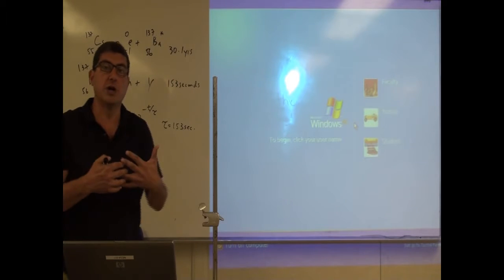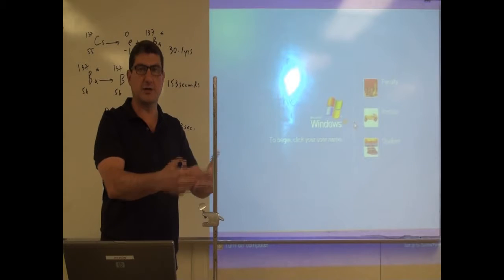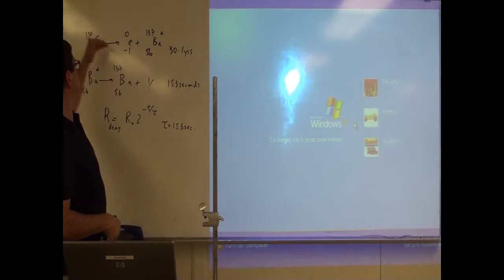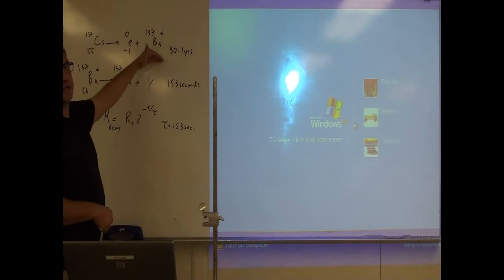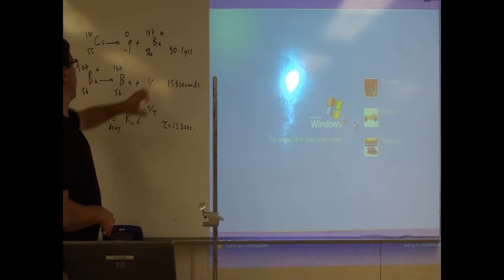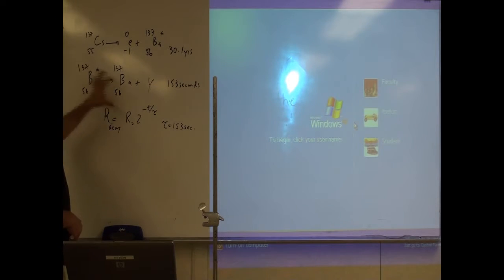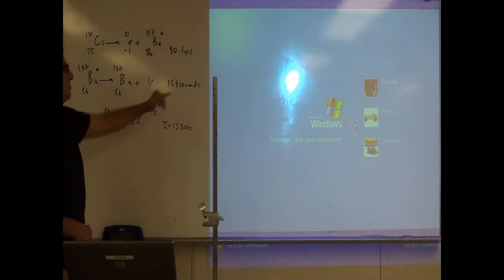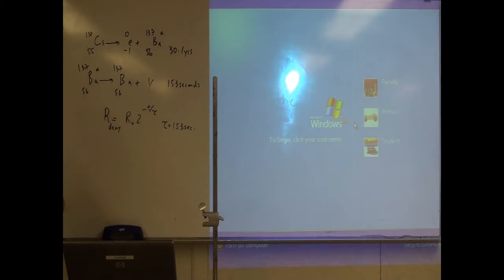But we're going to do it so that this occurs quickly, and I'll show you how we're going to do it. And then you've got the barium that will flow out, and our experiment will concentrate on the barium. And then the excited state barium will decay in 153 seconds.